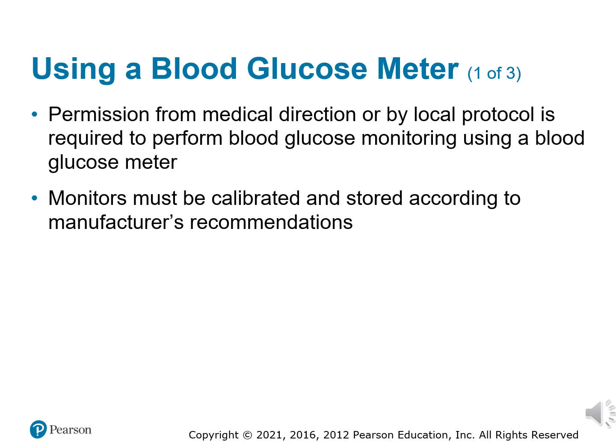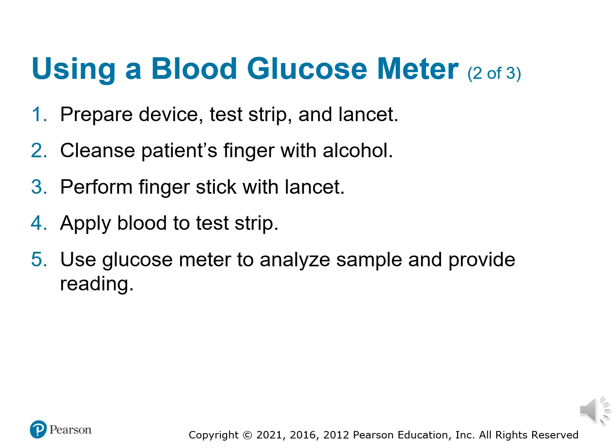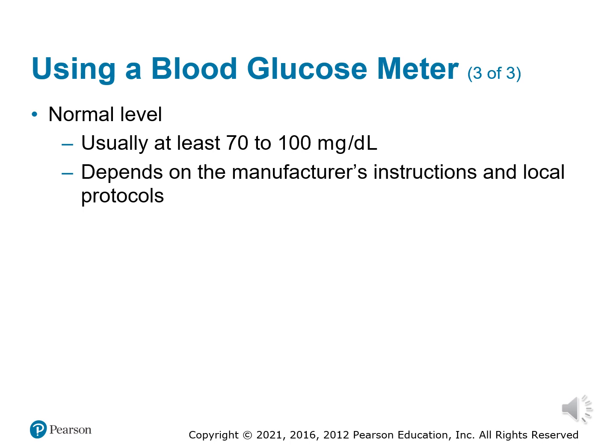So monitors must also be calibrated and stored according to the manufacturer's recommendations, or they may not be covered under certain situations. Using a blood glucose meter, first you're going to prepare the device, the test strip, and the lancet. You're going to cleanse the patient's fingers with alcohol, perform a finger stick with the lancet, apply the blood to the test strip, and then use the glucose meter to analyze a sample and provide you back with a reading. If you have a normal level, you're usually at least 70 to 100, and it depends on the manufacturer's instructions and the local protocols what you should do next.